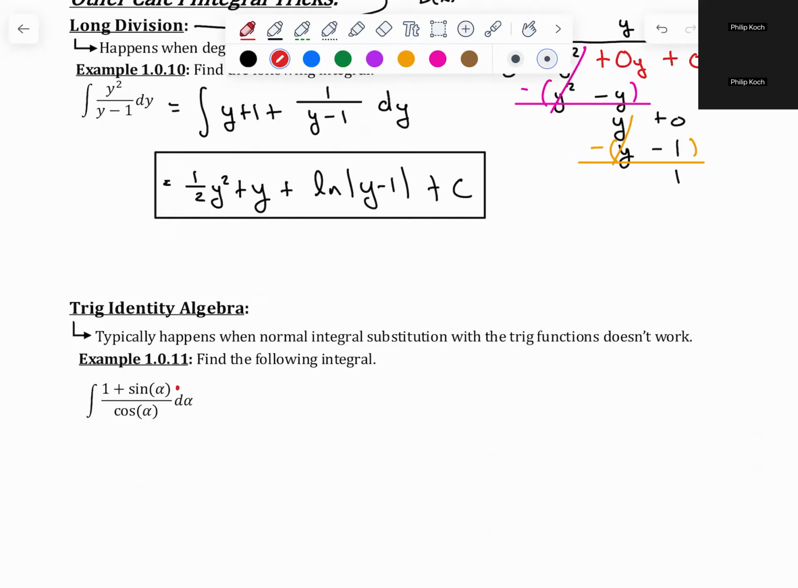A nicer way to do it is to multiply by the conjugate, 1 minus sine alpha divided by 1 minus sine alpha, cleverly multiplying by 1. And what that will give us is the integral of 1 minus sine squared alpha divided by cosine of alpha times 1 minus sine alpha, d alpha.